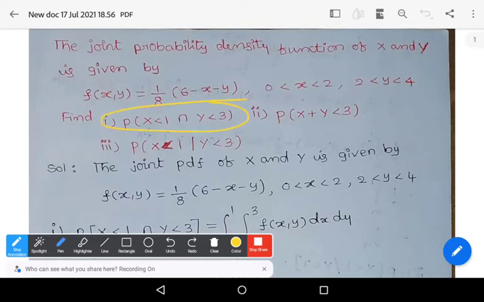Probability of x < 1 intersection y < 3. Probability of x + y < 3. Probability of x < 1 given y < 3. So let us solve this problem.